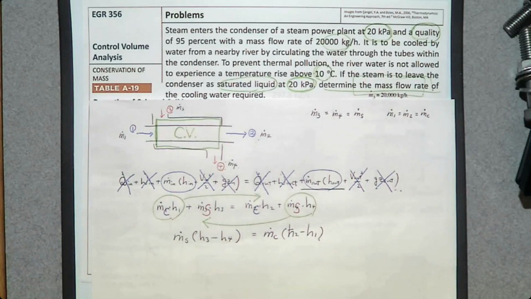Now, do we know the mass flow rate of the steam? Yes, 20,000. Do we know h3? We do not know. However, we can calculate that because we know pressure and quality. h4, we can do that because we know pressure and it is saturated liquid. So finding these three is no problem, right? What about here? m dot of C, this is what we want to determine. Then the question is, do we know h2 minus h1? Do you remember how to determine h2 minus h1? It depends on the system.